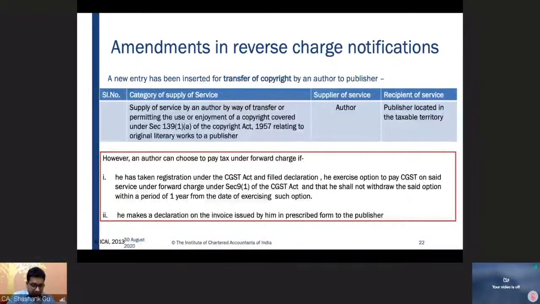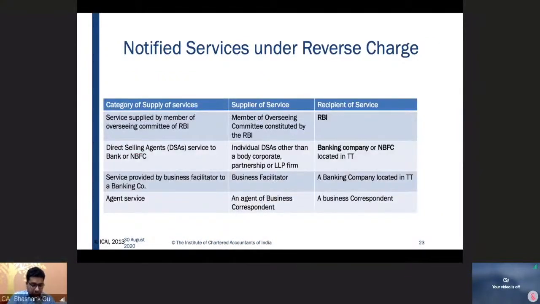Next is services supplied by a member of the overseeing committee of RBI. So there's a specific member of the overseeing committee providing services to RBI. It is RBI who is liable to pay the applicable GST under reverse charge.